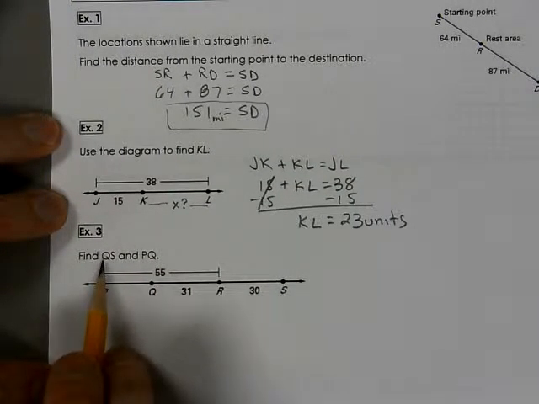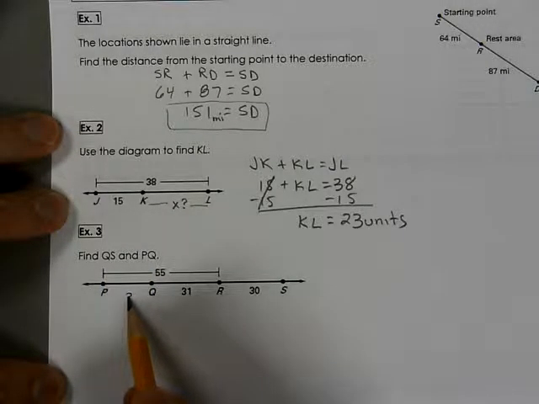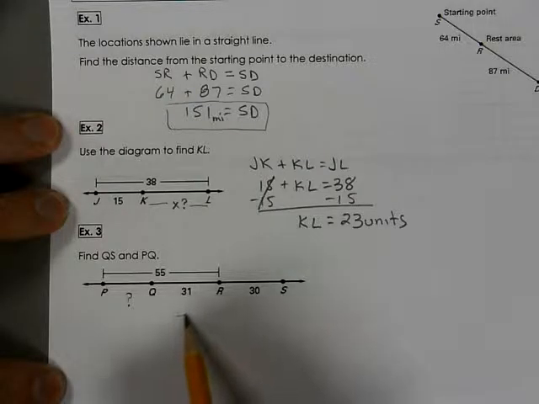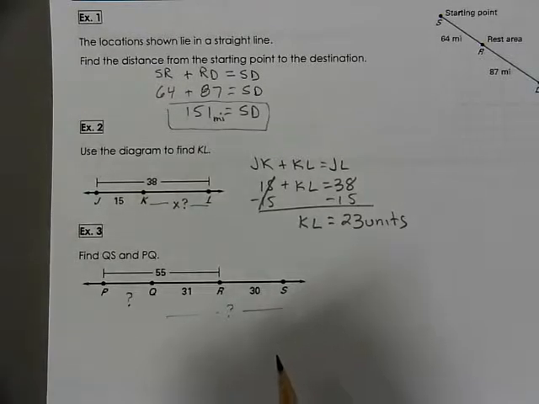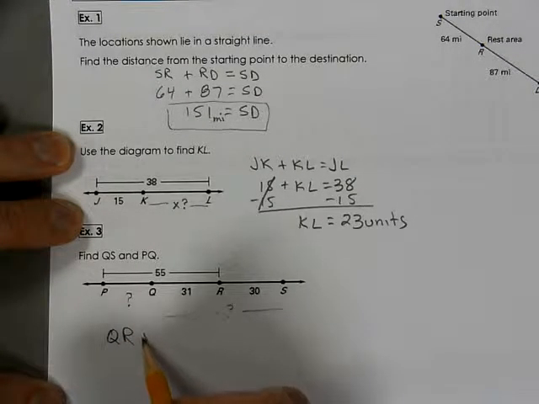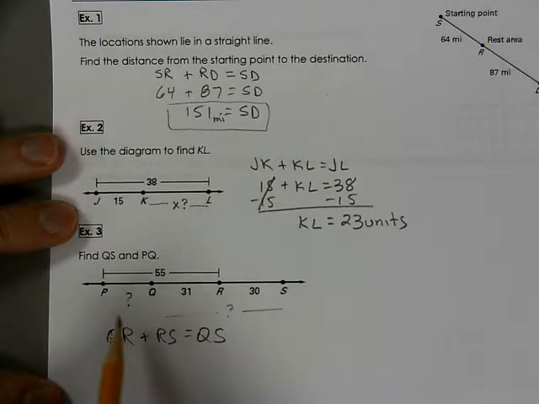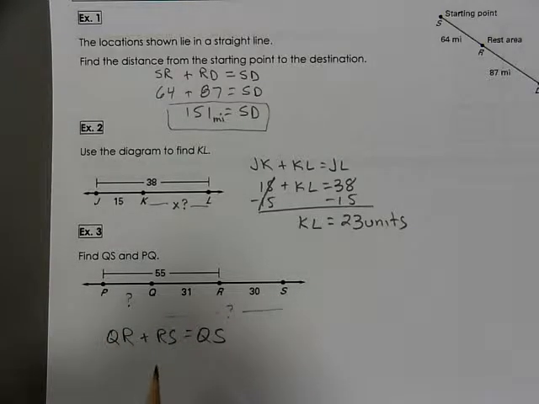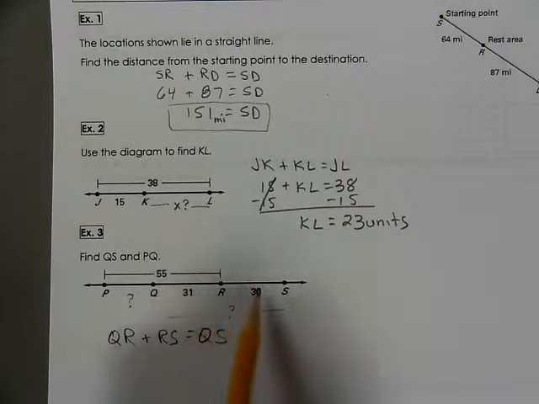Here we're going to be looking for the value of QS and PQ. PQ is here, and QS you might be more confident about is there. So we actually have two equations to write. We have QR plus RS equals QS. We needed the value that was going to incorporate the QS. The QS is the value from here out to there.